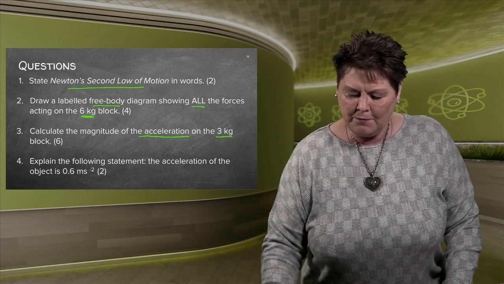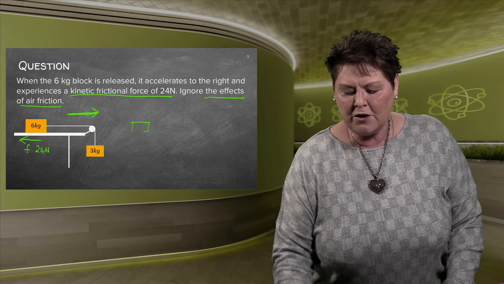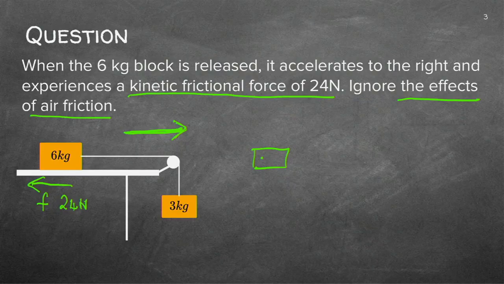I just want to go back to this diagram. Remember they asked me the free body diagram of the 6 one. The free body diagram on the 6 one and the 3 one. You have to draw both of them, otherwise you can't do your calculations, even if they only ask the one.